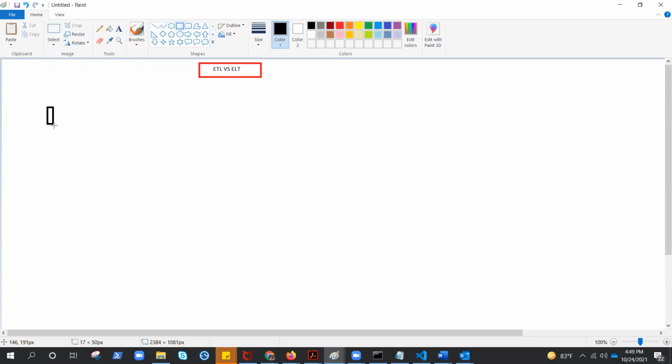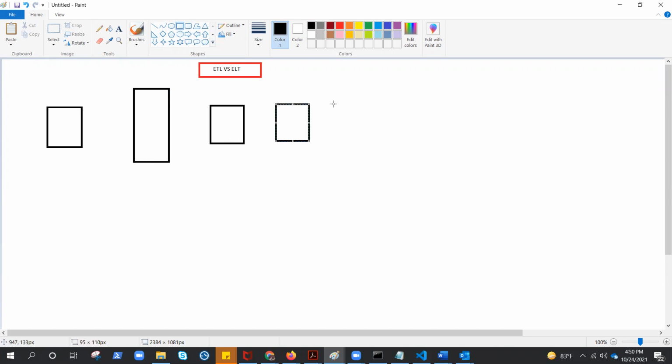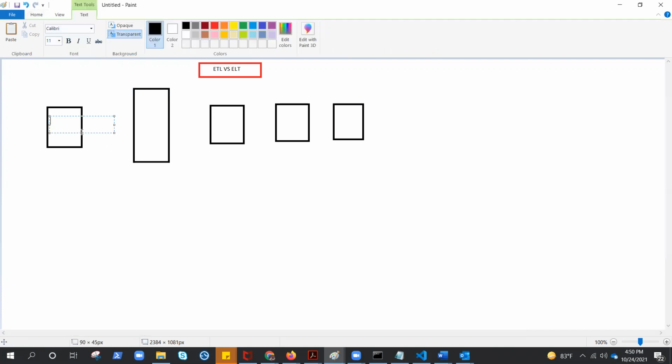So ETL is extract, transform, and load process. Once it is loaded, you can analyze it and you can visualize it. This is ETL process. So let me say it again. E stands for extract. So what is extracting? Who is extracting? It's the data.